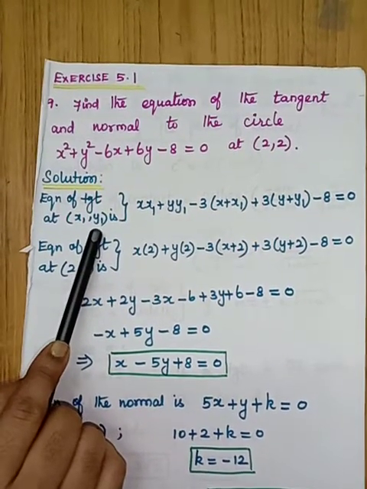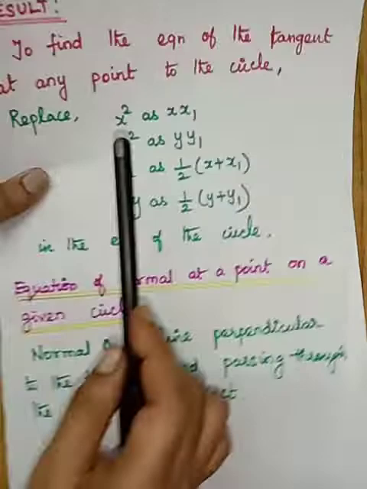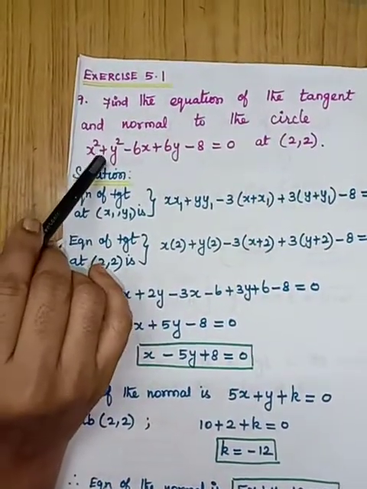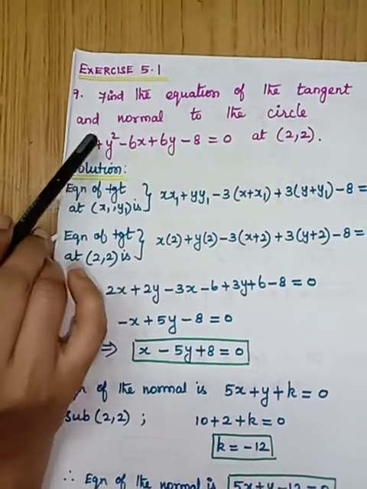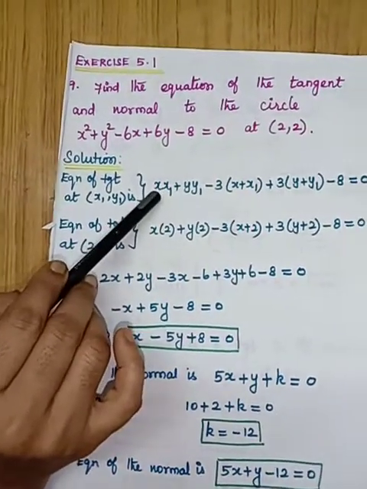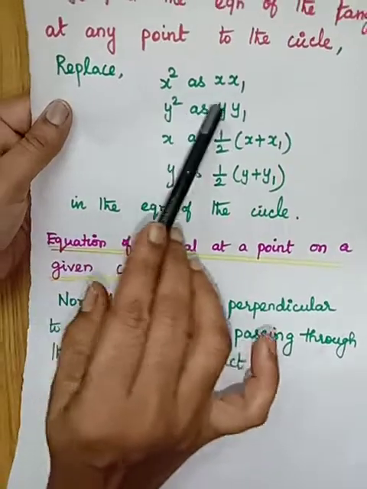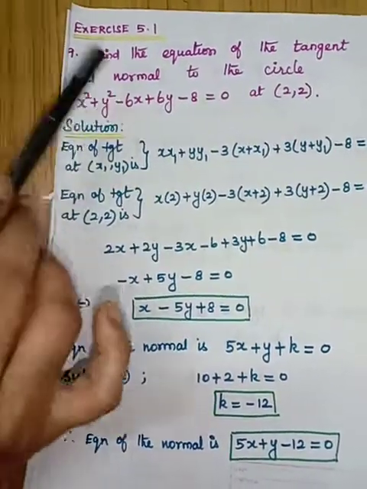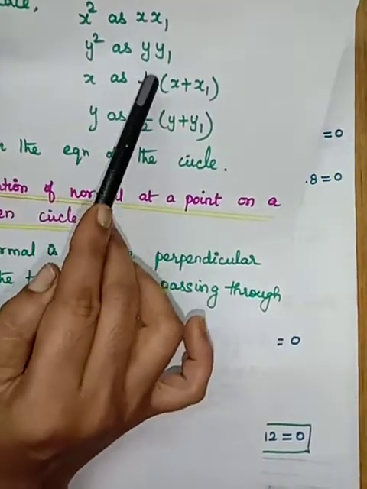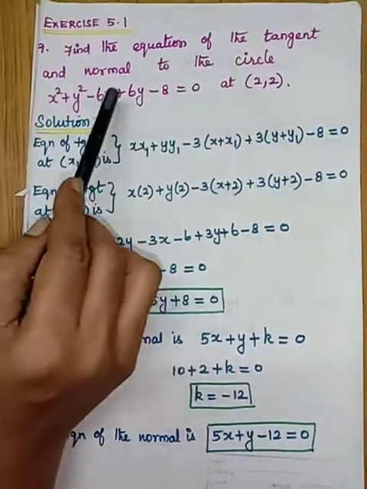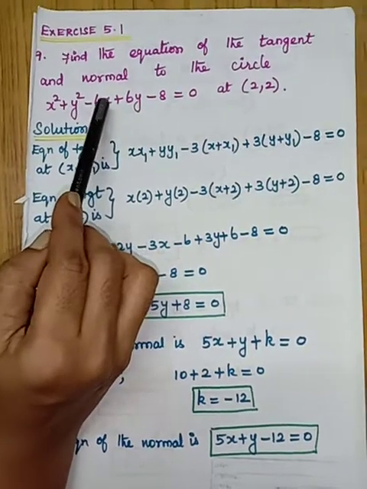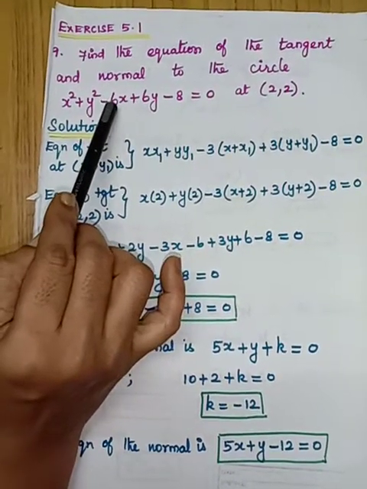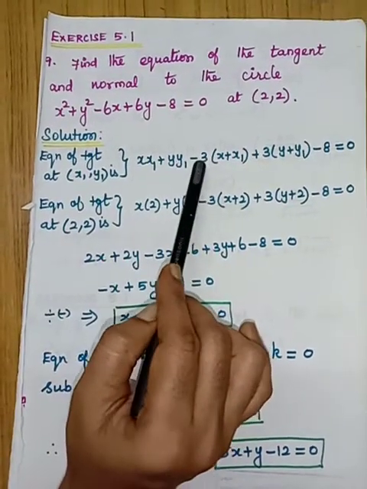What I said. You have to replace x squared as xx1. So in the equation of the circle, x squared has to be replaced as xx1. Then y squared as yy1. So y squared has to be replaced as yy1. And what I said, x as half into x plus x1. You see how to replace half into x plus x1. So on the denominator 2 and 6 getting cancelled, you will get the answer as minus 3.